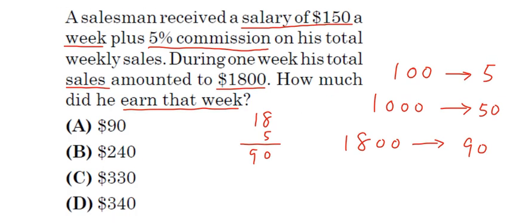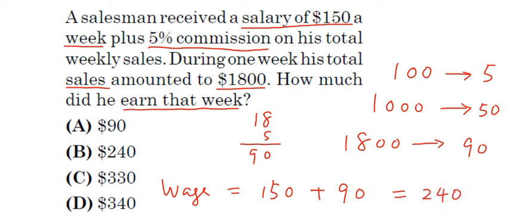You can earn your base salary, we say your wage is determined this way: $150 plus 90, right? 90 is from commission. So you can get 240. Okay. So from here we can produce many other equations. If we know this, we can determine others.